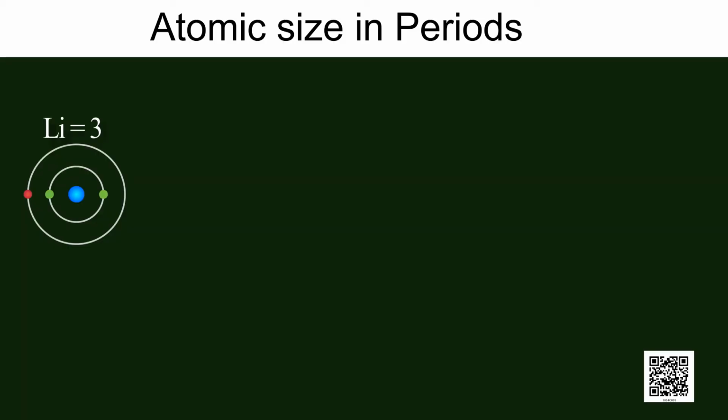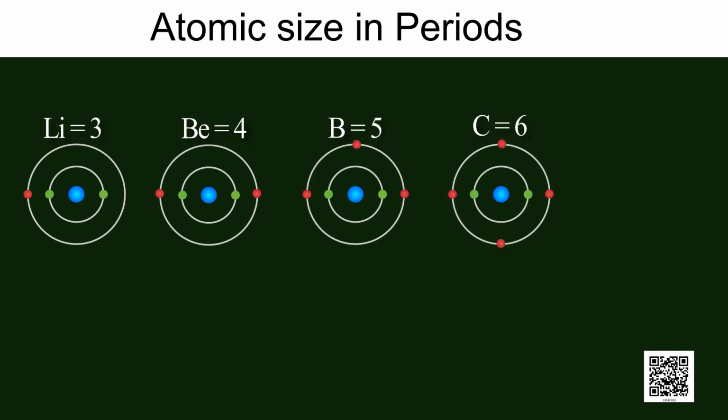Atomic size. Now, let us discuss atomic size in periods and groups in the modern periodic table. When we look at the elements present in the second period of the periodic table, there are lithium, beryllium, boron, carbon, nitrogen and oxygen.